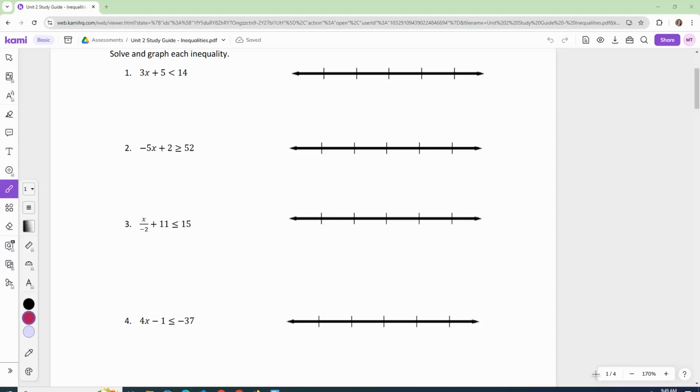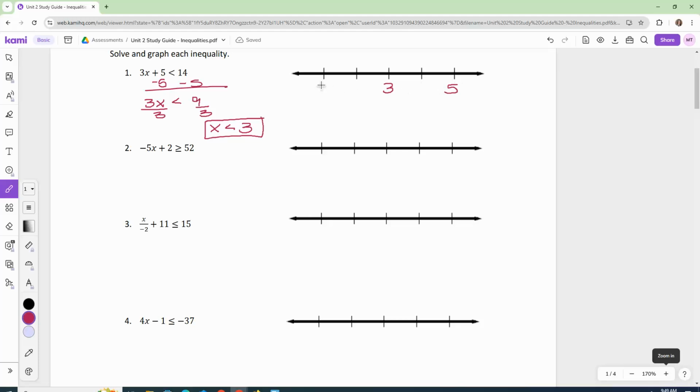First, you subtract 5. So then we get 3x is less than 9. Then we divide by 3, and we get x is less than 3. So that's your solution. Your number line, you need a 3 somewhere.